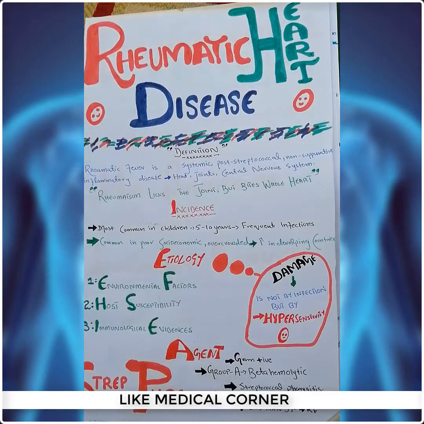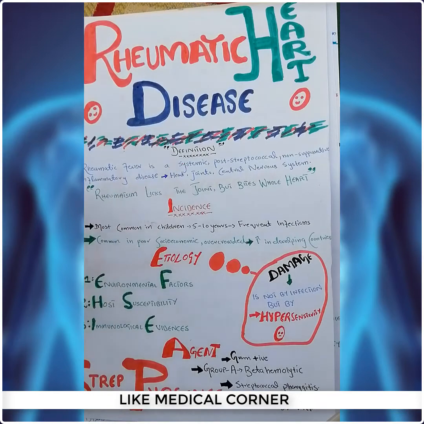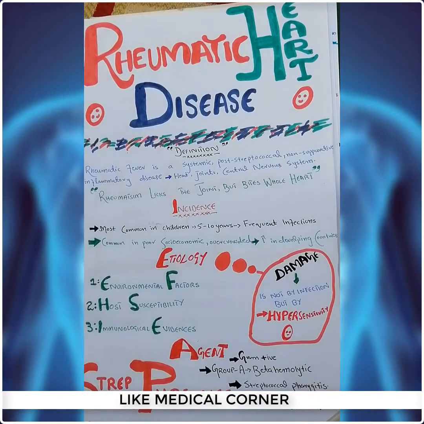It is a systemic post-streptococcal non-suppurative inflammatory disease. So it is a systemic disease. Systemic diseases affect multiple organs, more than one organ. In rheumatic fever, the organs most commonly affected are the heart, joints, central nervous system, and it can also affect our skin.